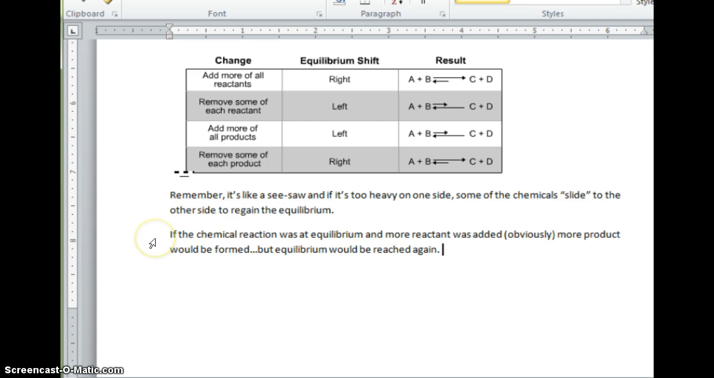So I added to our notes, if the chemical reaction was at equilibrium and more reactant was added, then obviously more product would be formed, right? But the main idea here then is that equilibrium would be reached again.